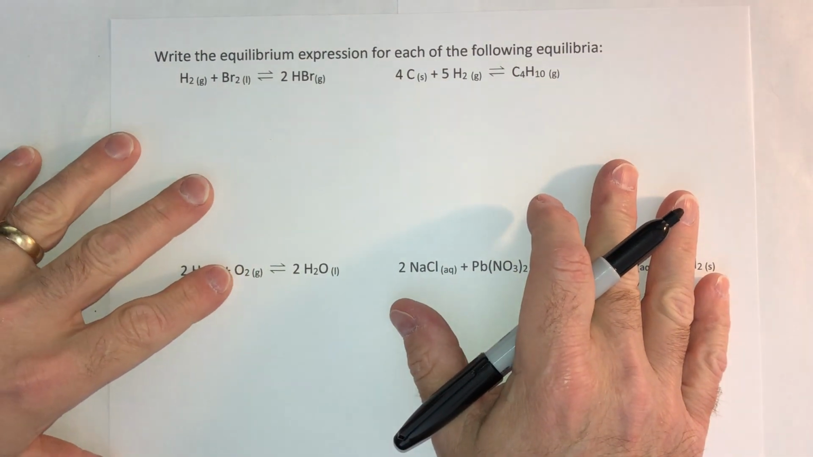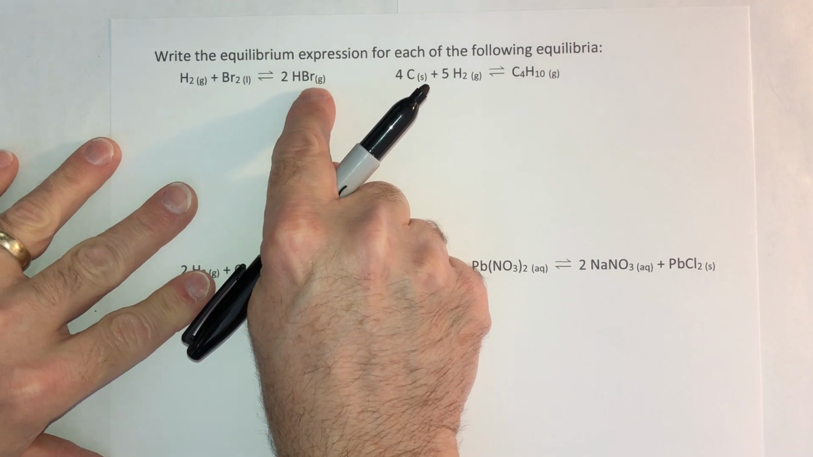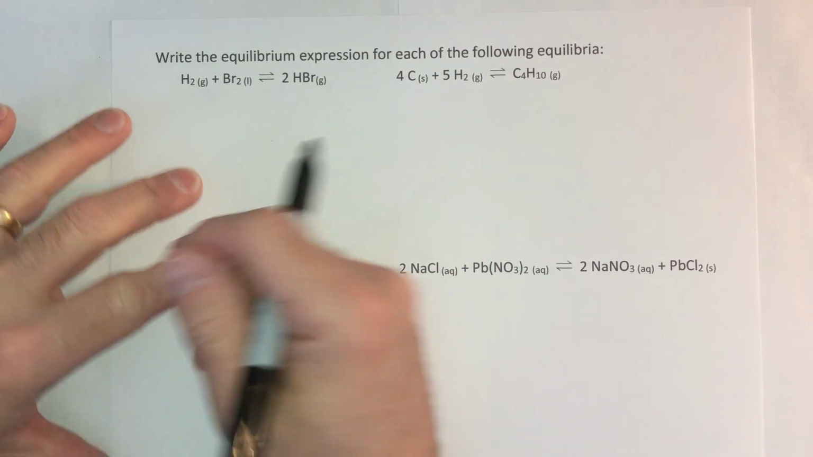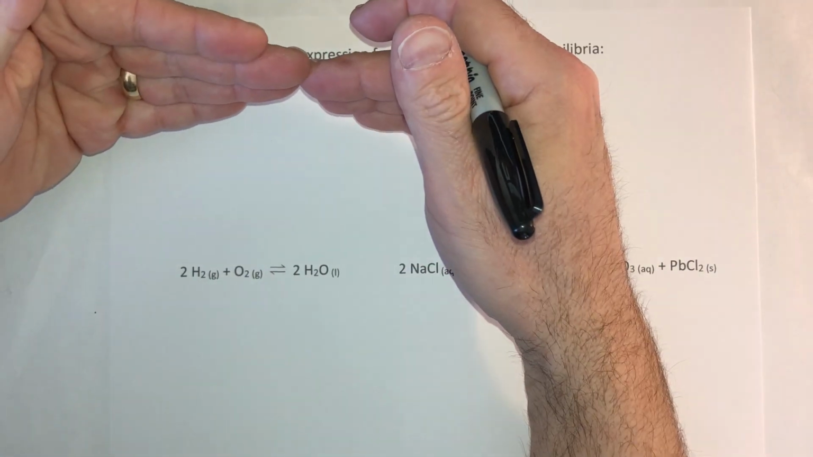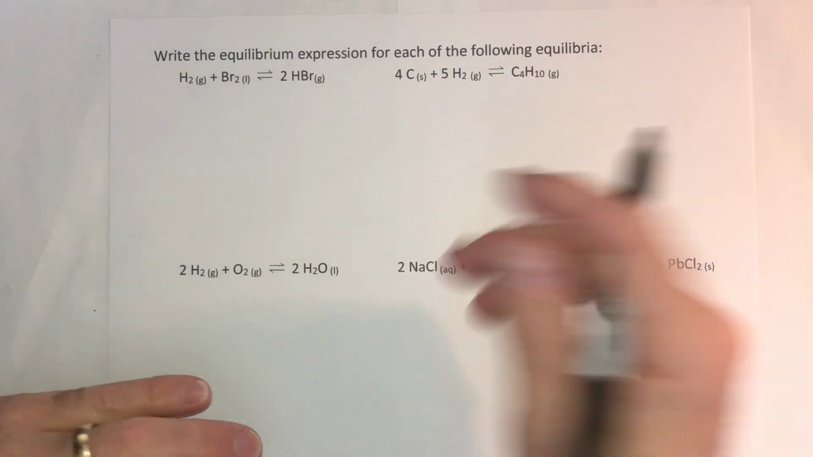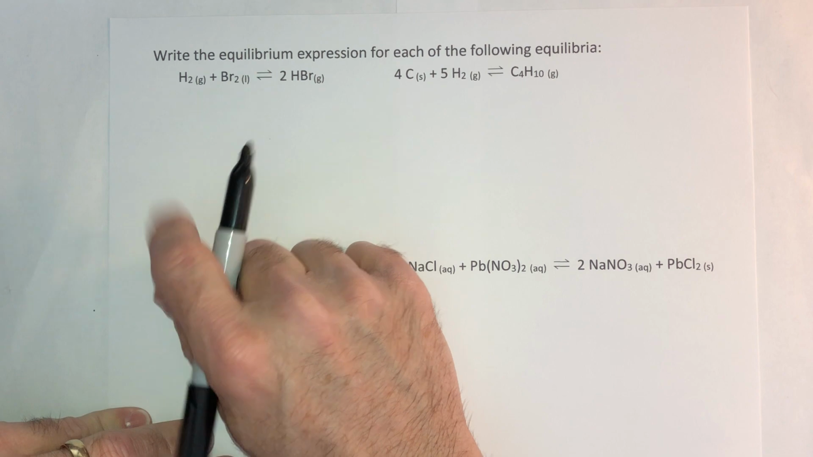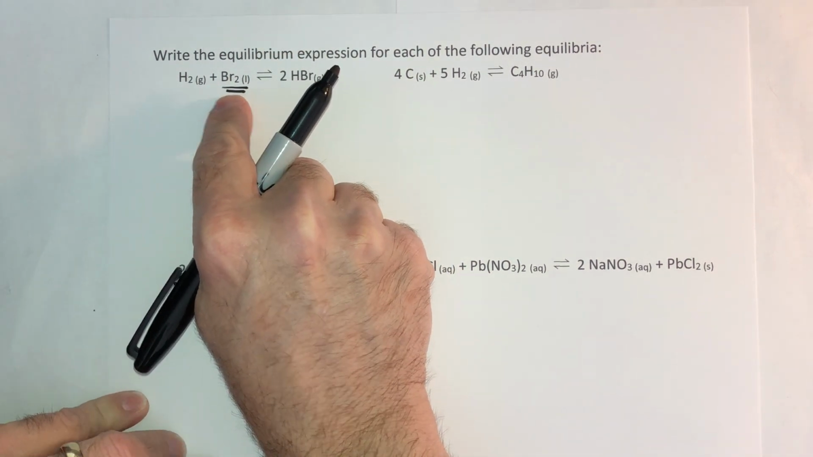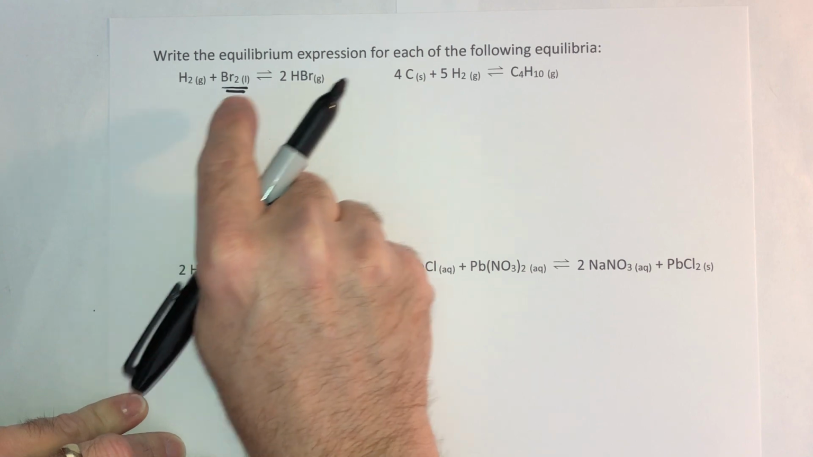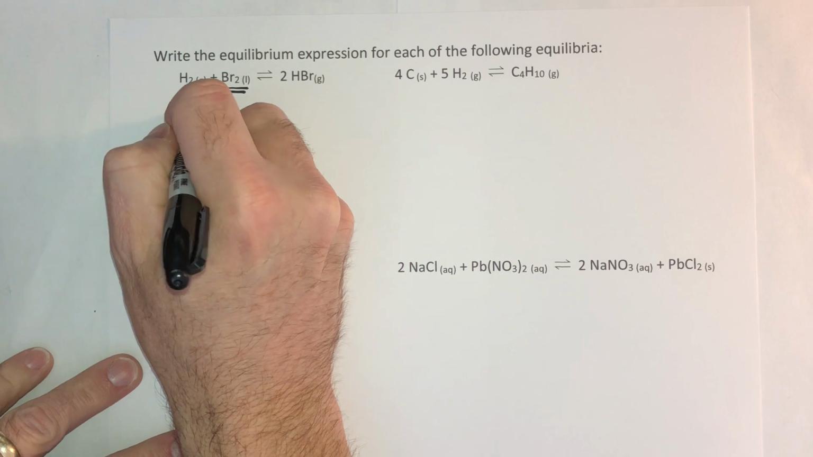So if I take a look at this first one here, I've got a gas, a liquid, and a gas. If it was me personally, because it's very easy to get into the habit of just writing all the products on the top, all the reactants on the bottom, and moving forward, and then sometimes it's easy to miss that something needs to be left out. So the first thing I would do is perhaps underline this and say, hey, that's a liquid. When I write my equilibrium expression, that's not supposed to be there.